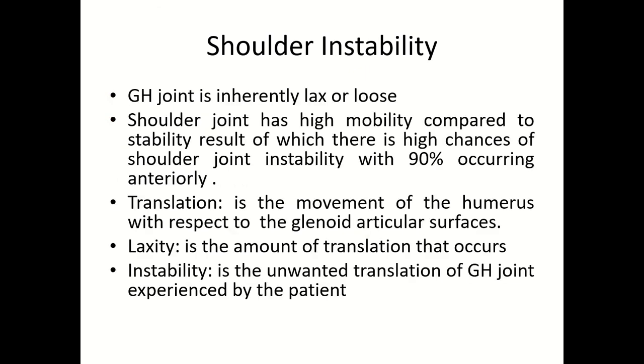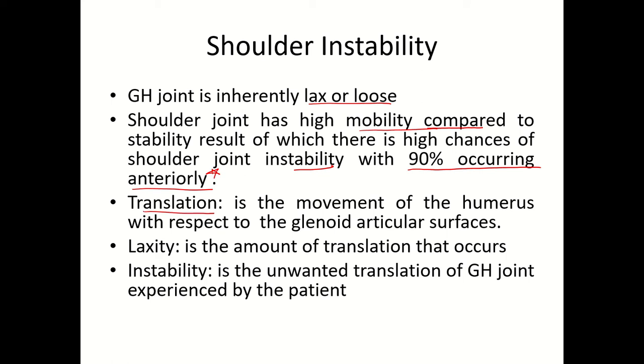GH joint is inherently lax or loose compared to your hip joint, which is stable. Shoulder joint has high mobility compared to the stability, as a result of which there is a high chance of shoulder joint instability, with 90% occurring anteriorly. So please remember, 90% of shoulder instability is definitely seen in the anterior direction.